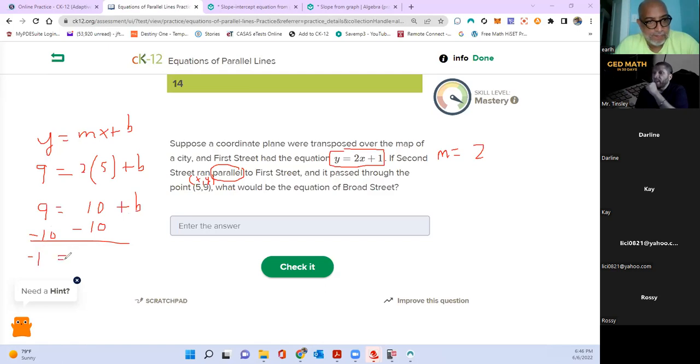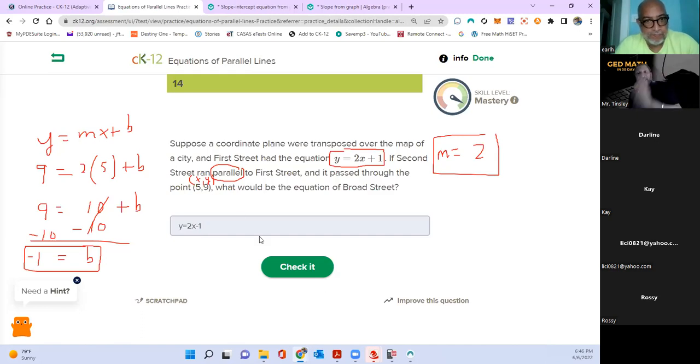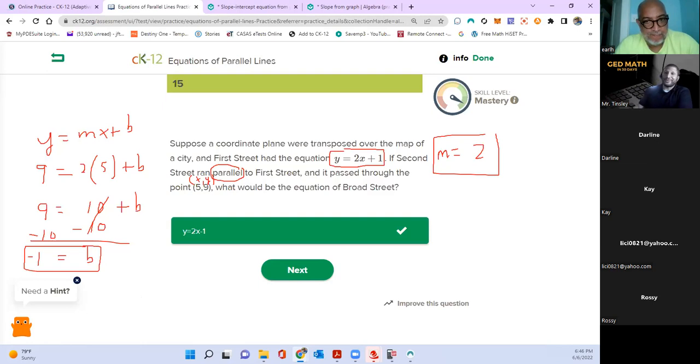We bring down our equal sign. Our 10s cancel. We bring down our b. So we know our y-intercept is negative 1 and our slope is 2. What's going to be my equation of the line? y equals 2x minus 1. You cannot forget that y equals. Now let's check it.